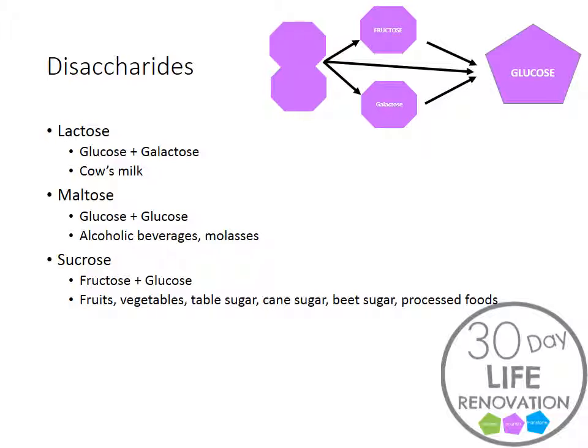Maltose is not a sugar that we find very often, but it is in some alcoholic beverages and molasses, and that's essentially 2 glucose molecules bound together. So when we consume maltose, it doesn't have to be converted at all, it's just broken apart into glucose. And then sucrose is fructose bound to a glucose molecule, and this particular type of disaccharide is found in fruits, vegetables, table sugar, cane sugar, beet sugar, and almost every single processed food there is.